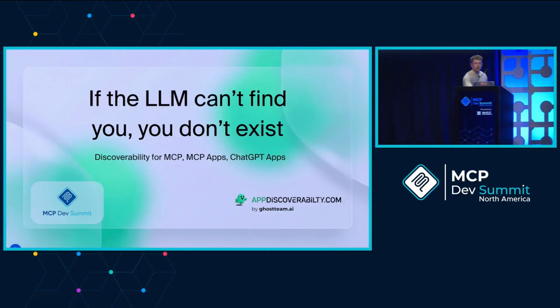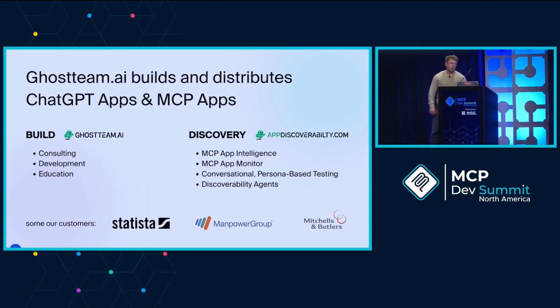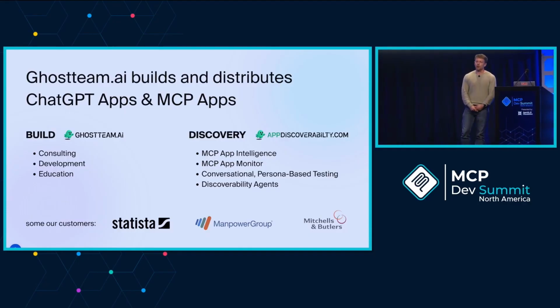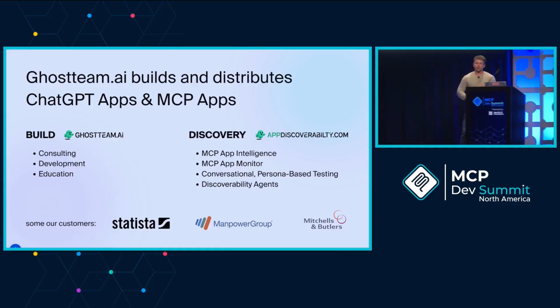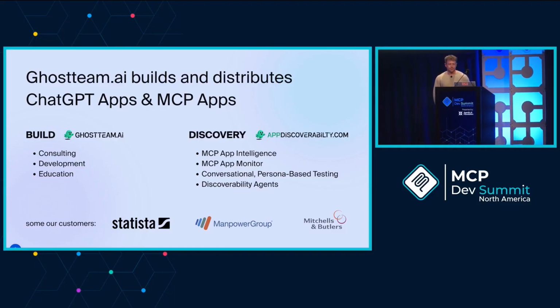Quickly about who I am, who we are. I'm Vincent McLeese. I'm CTO and co-founder of Ghost Team. We're a development studio and agency, and we design and build ChatGPT apps, MCP apps for mostly enterprise clients. We're also building a platform called App Discoverability. Once you submit your app, what then? So today we're going to share a little bit about some of our thinking and what we've been doing on the app discoverability side.